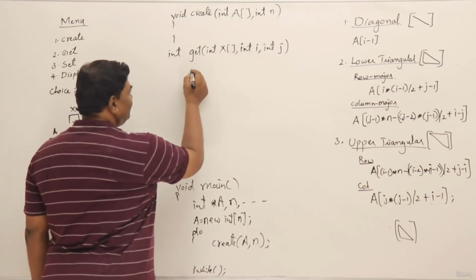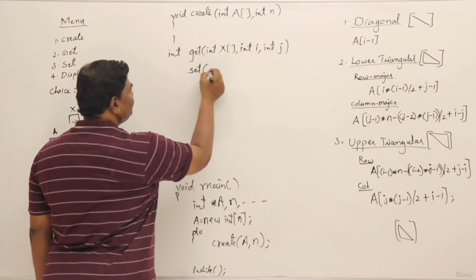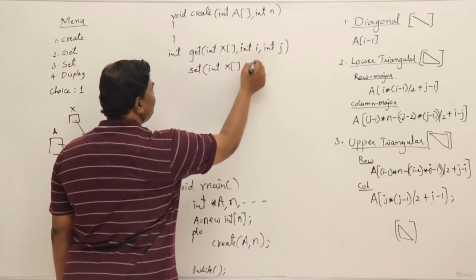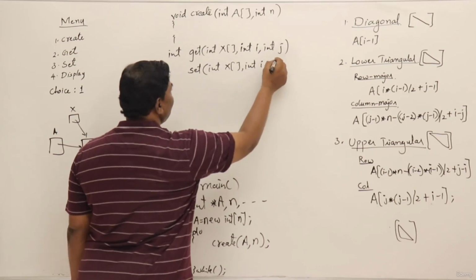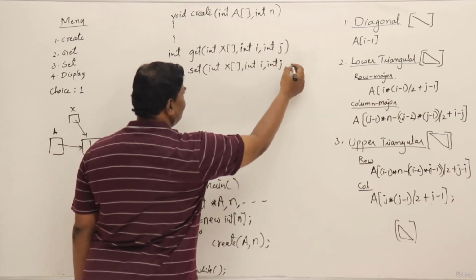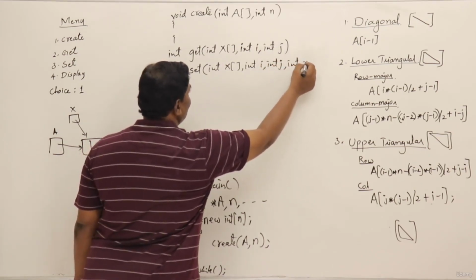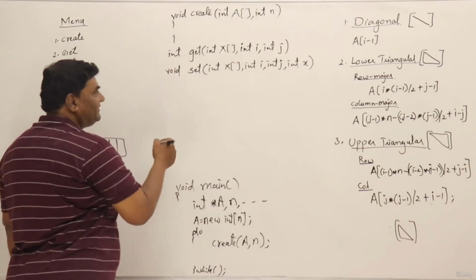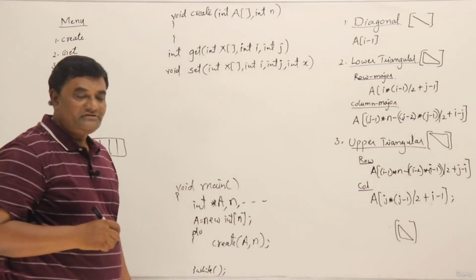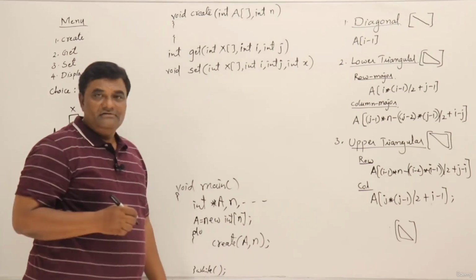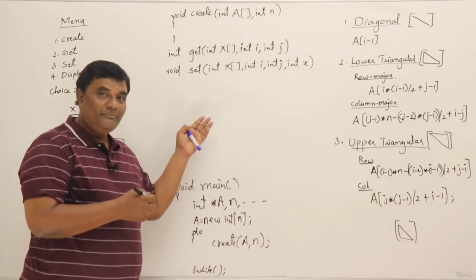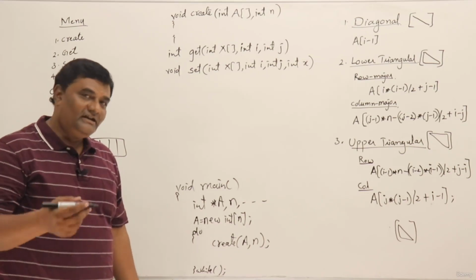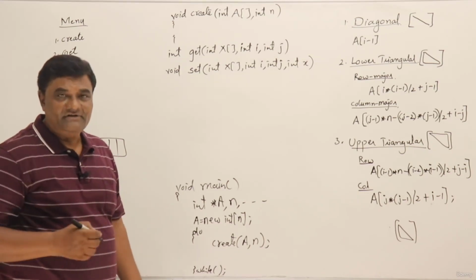The next is set function. For set function it needs array, pointer to an array, integer i, integer j, that is indices, row number and column number, and also x, the element that you want to set. And this is void. So the body, we will be implementing it. So already we have the idea how the body should look like. So I'm just writing the prototype of a function. So while writing the program, I will be expanding that one.